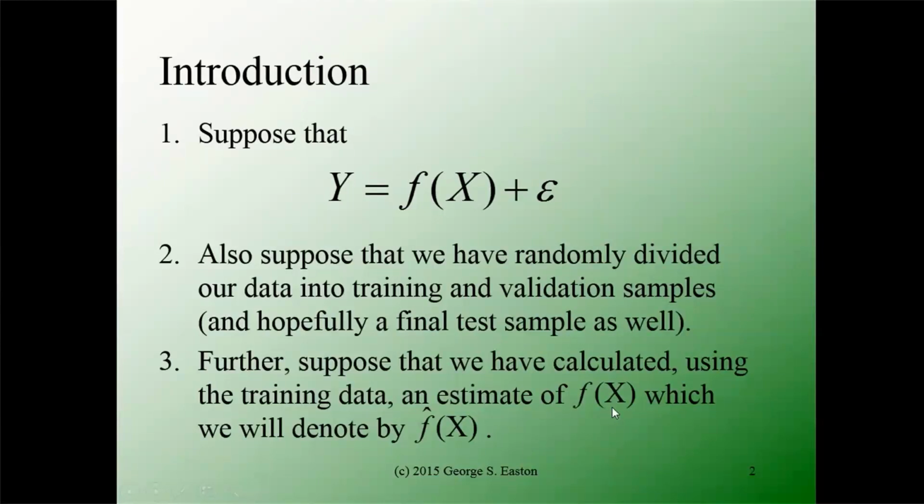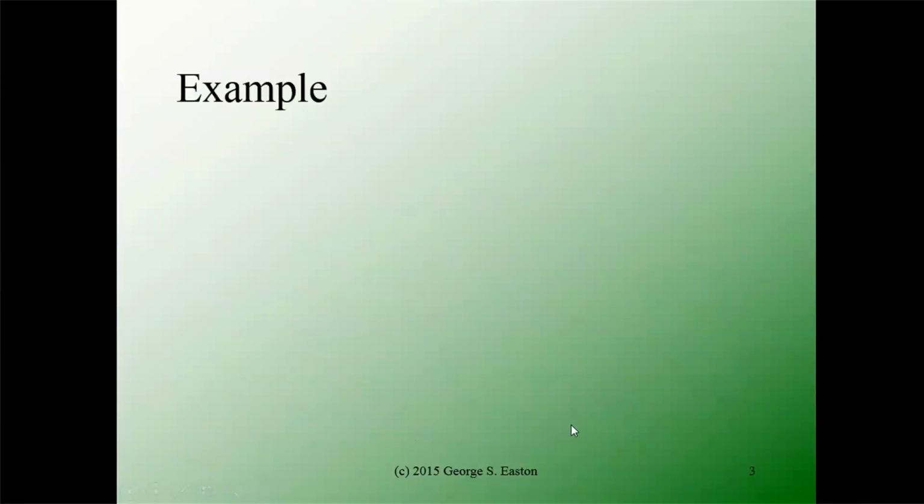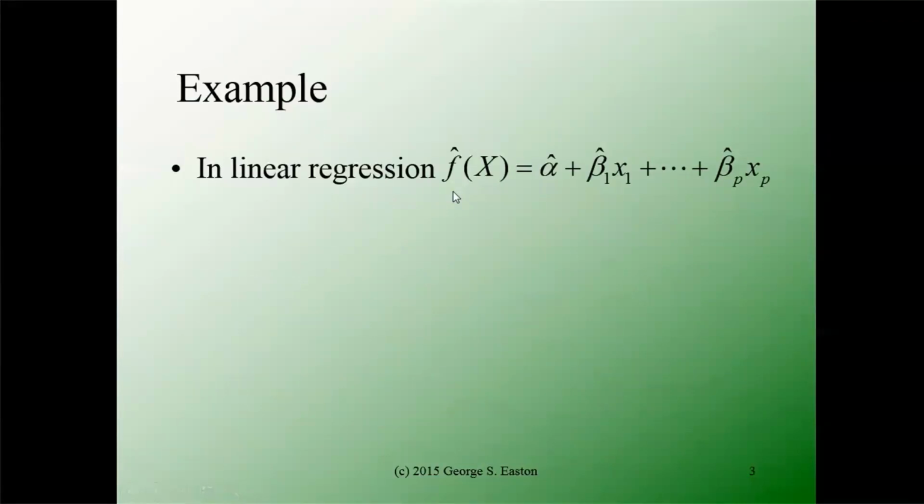So I want to reiterate that this x here, which I've written with a capital X, really represents a set of independent explanatory variables, just as you would have in a regular linear regression. So just to make this clear, if our f hat of x came from linear regression, then f hat of x would be equal to alpha hat plus beta hat 1 times x1 plus beta hat 2 times x2 and so on up to beta hat p times xp, where these coefficients alpha hat and beta hat 1 to beta hat p are just the usual least squares fitted regression coefficients.